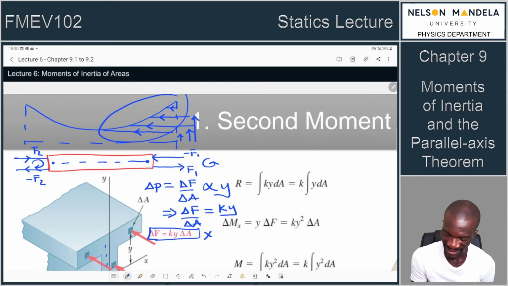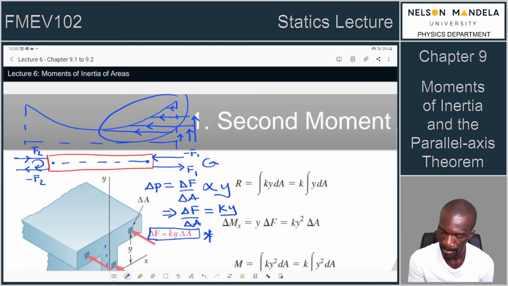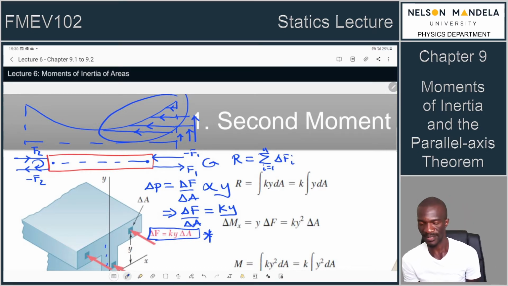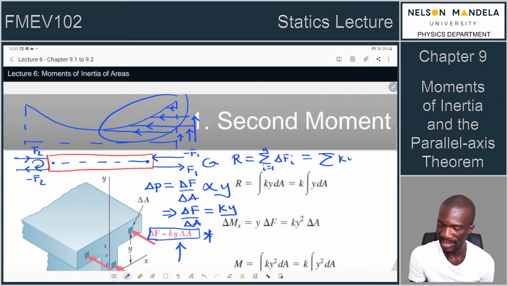If we have then a force that is defined in terms of delta F equal to Ky dA, we can find a resultant, which is simply a summation of all our delta F's from i equal to 1 up to some number of forces. This means that on the right hand side we can equally sum up all these right hand side terms. So we now have a summation of Ky delta A i from 1 up to some n.